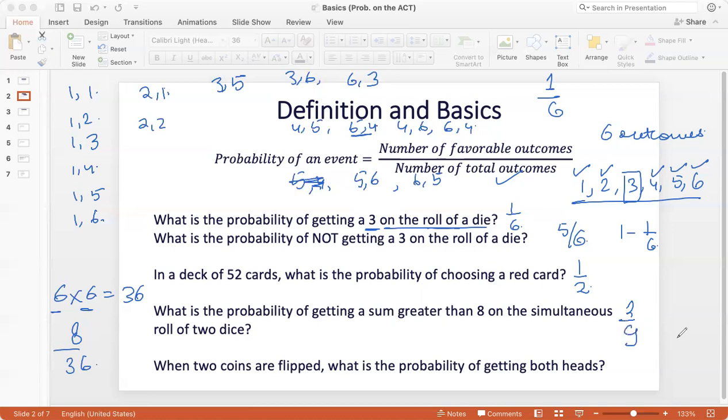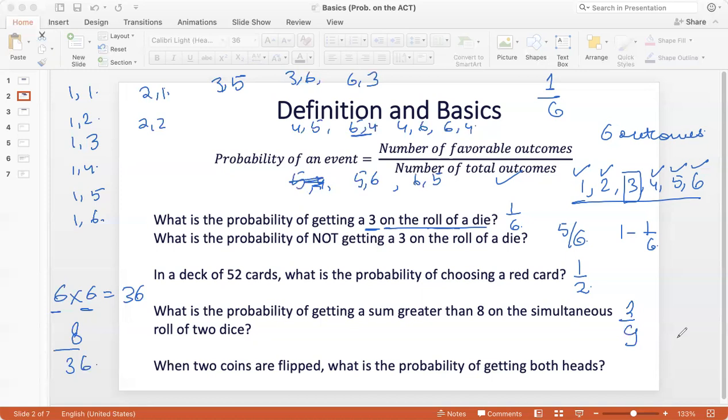So this is how you have to solve questions. You have to first get the total sample space, the total number of outcomes, and then you have to get the number of favorable outcomes. Okay, let's look at the next one.